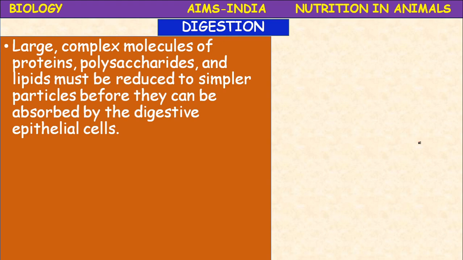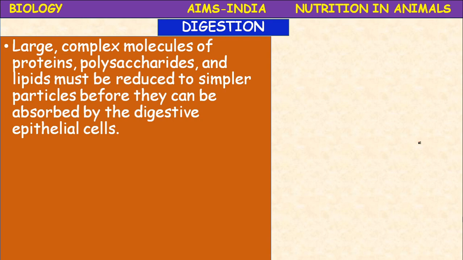The large complex molecules which are present in our food are proteins, polysaccharides, meaning complex carbohydrates, and lipids. So these must be reduced to simpler particles before they can be absorbed by the digestive epithelial cells. Internally, the small intestine is lined by the villi, particularly by epithelial cells, which help in absorption of the digested food materials.